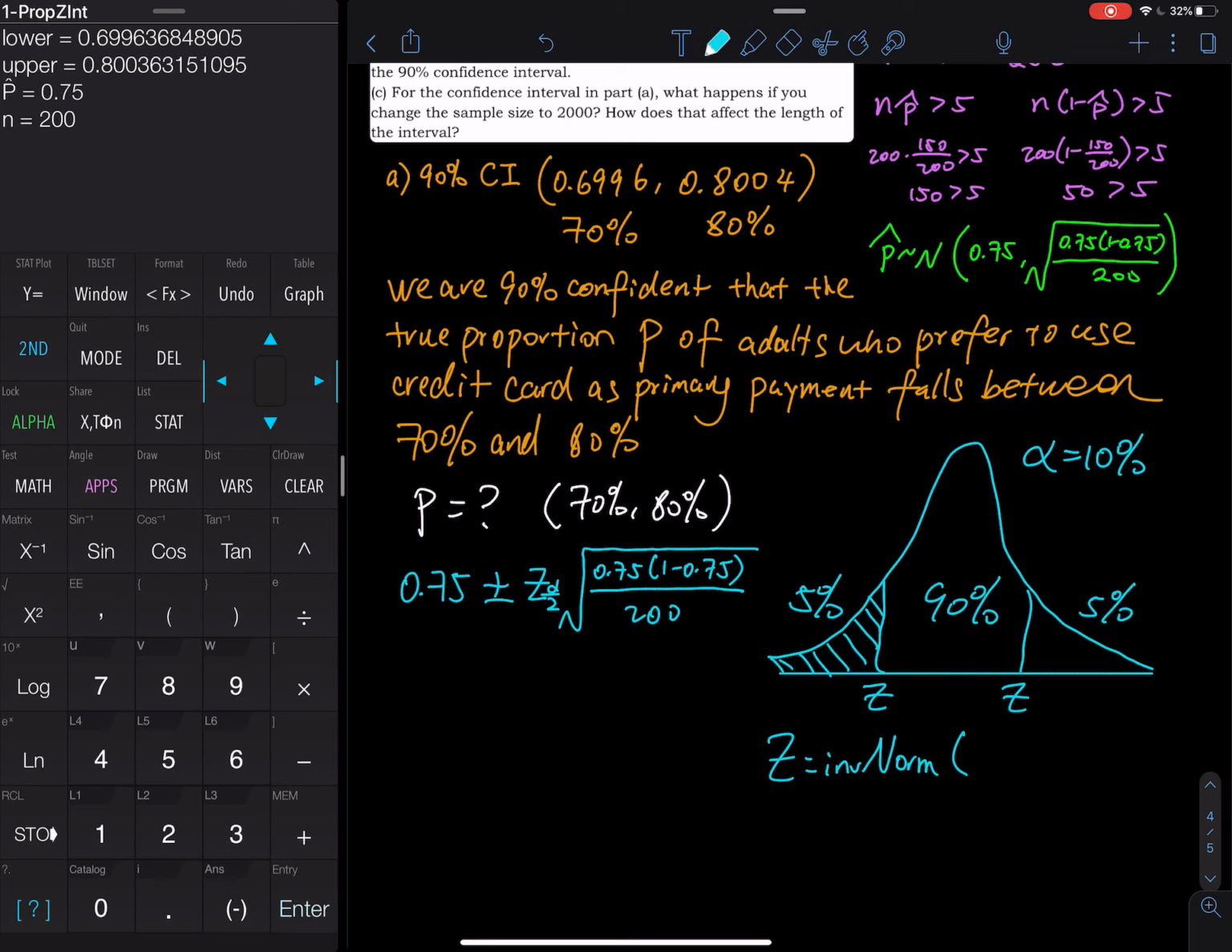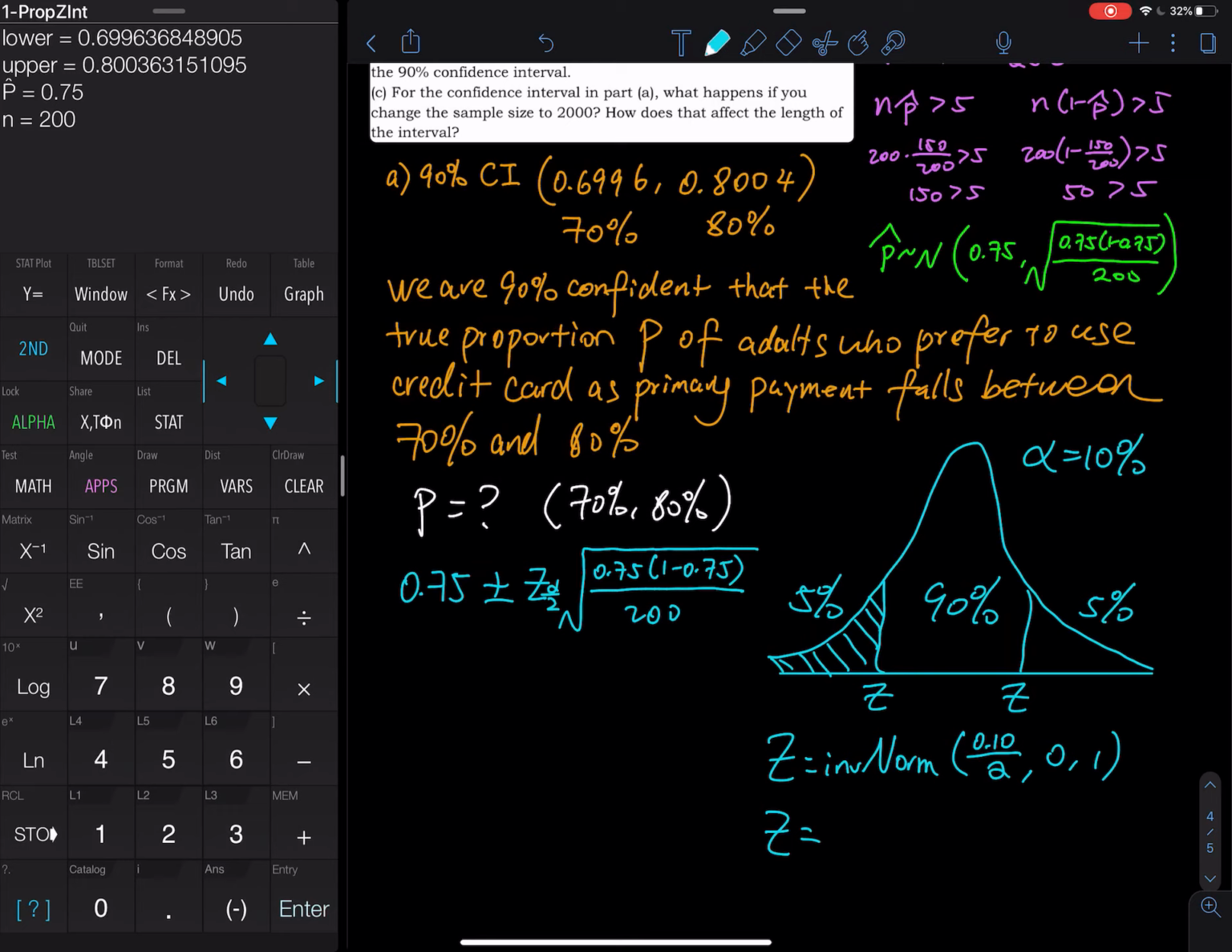Either you input 5% or you input 10% divided by 2. The mean is equal to 0. The standard deviation is equal to 1. Inverse normal distribution, I already talked about this when we were talking about the normal distribution and the central limit theorem. If you have no idea what inverse normal distribution is, you have to go back and watch those videos.